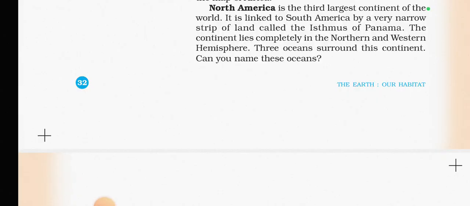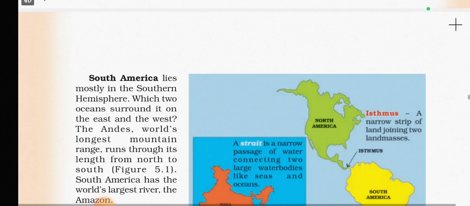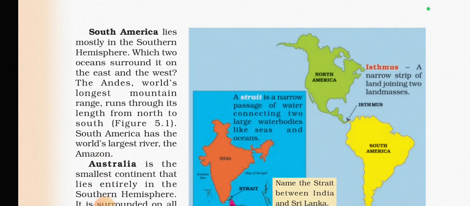North America is not covered by the Southern Ocean, because the Southern Ocean is covering South America, which you will read about in South America. So now moving ahead to South America. South America lies mostly in the southern hemisphere. Two oceans surround it on the west and east, obviously the Atlantic and the Pacific Ocean. Both surround it, and in the south, as you have seen on the map, is the Southern Ocean.